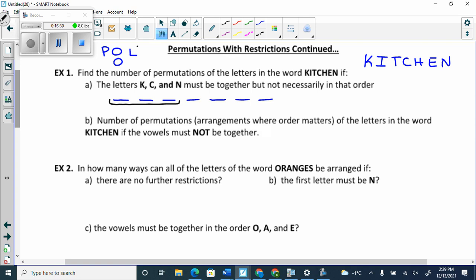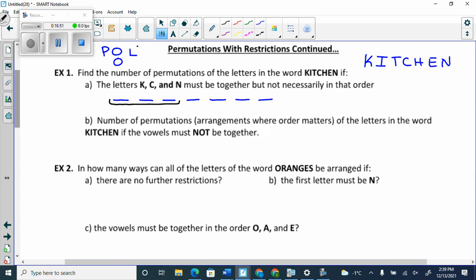Now, if it was KCN in that order, I'd go 1, 1, 1, right? But it says KCN not necessarily in that order. And what I tell you about kitchen, or any words, they're on Scrabble tiles, right? So I have 1 K, I toss you the Scrabble tile. I have 1 I, I have 1 T. It's not an unlimited number. So you're always boxing, like I told you to do when you can't repeat, correct?